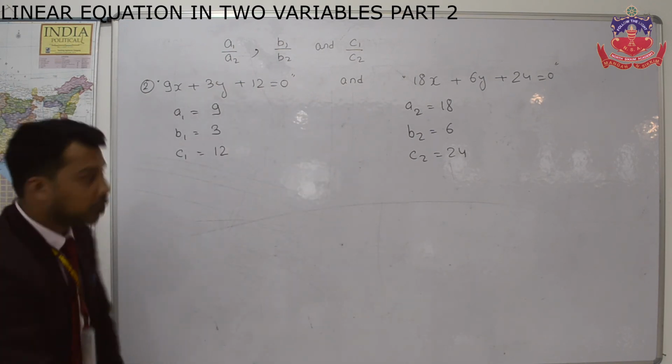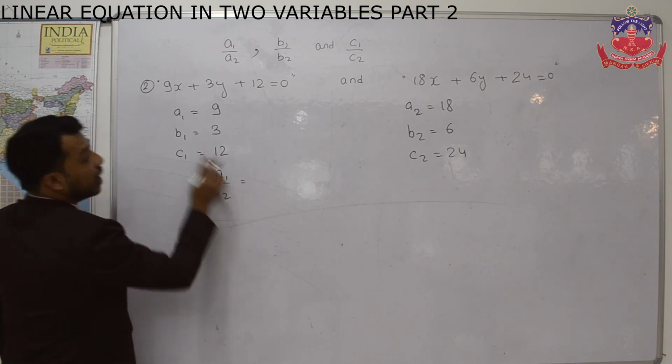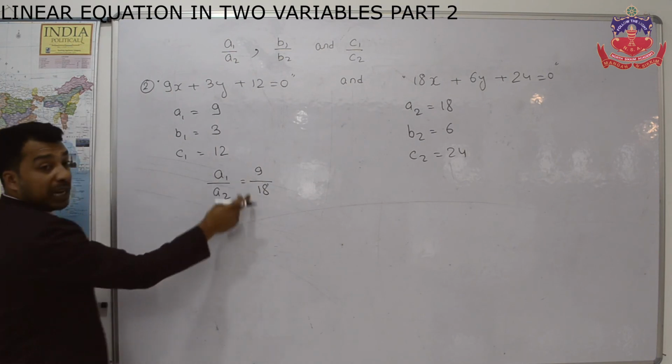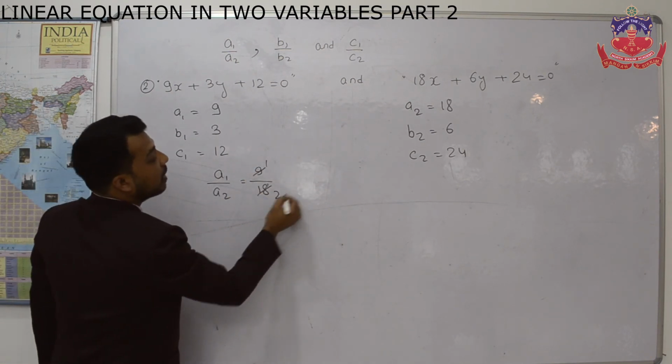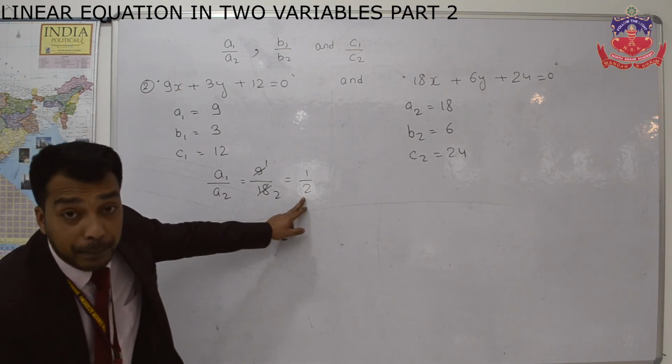Now you compare the ratios. So how do you compare? That is A1 divided by A2. A1 value is 9 and A2 value is 18. Since we can cancel this, 9 ones are 9, and 9 twos are 18. So it gives you the answer, that is 1 by 2.